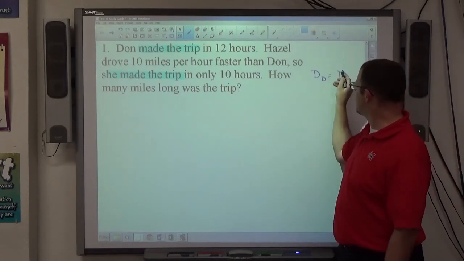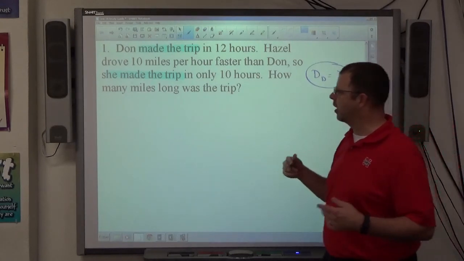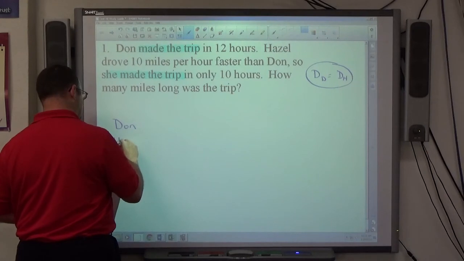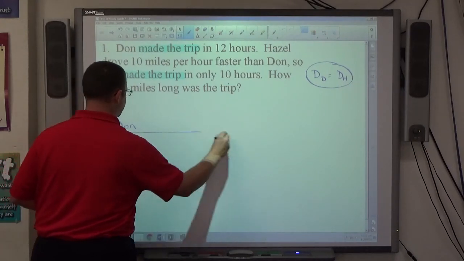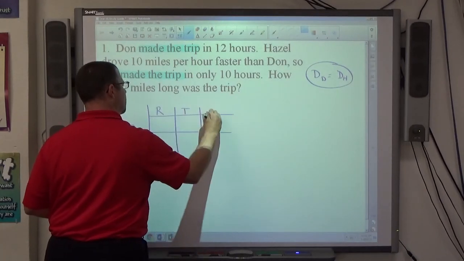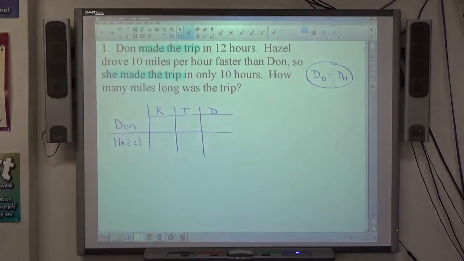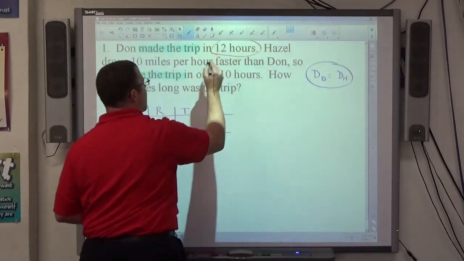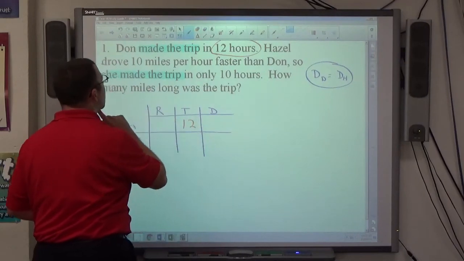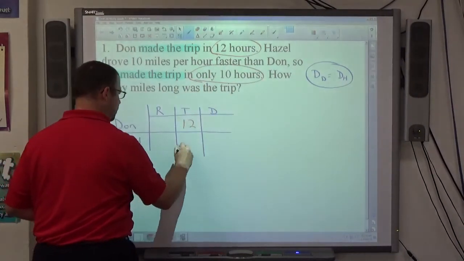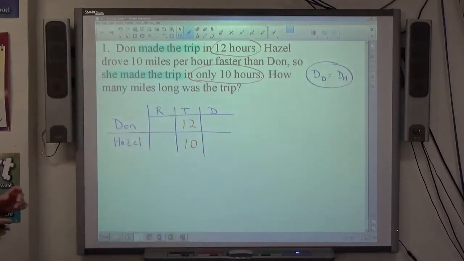At this point, once we've established how the distances relate to each other, now we start getting our chart, as we usually do. So Don and Hazel are the people driving in the problem. And we can see right off the bat, Don made the trip in 12 hours, so his time of travel is 12 hours. Hazel made the trip in only 10 hours, so her time is 10 hours. So I like to focus on one thing at a time here, so the time of both are both given.